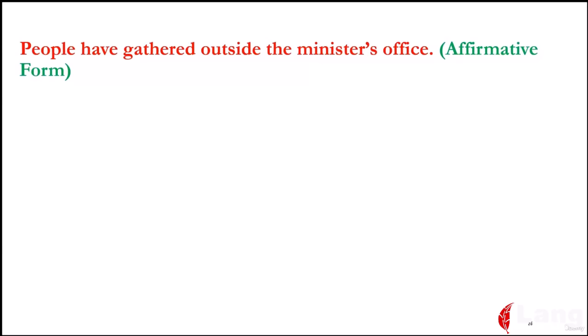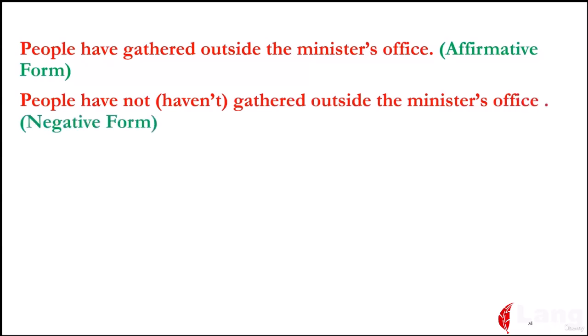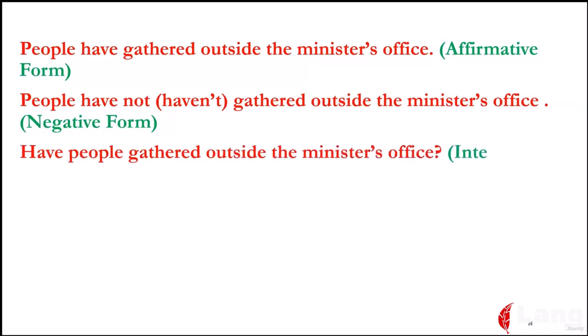Now consider this example. People have gathered outside the minister's office. This is the affirmative form. The negative form is people have not gathered outside the minister's office. You can use haven't instead of have not. The interrogative form is have people gathered outside the minister's office?